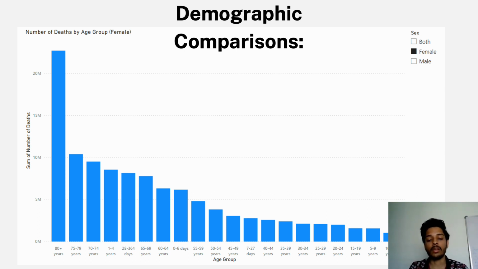Generally speaking, on average, the mortality rates for males tend to be higher when compared to females across different age groups. Biological factors and occupational hazards could be some of the reasons why we observe these trends.